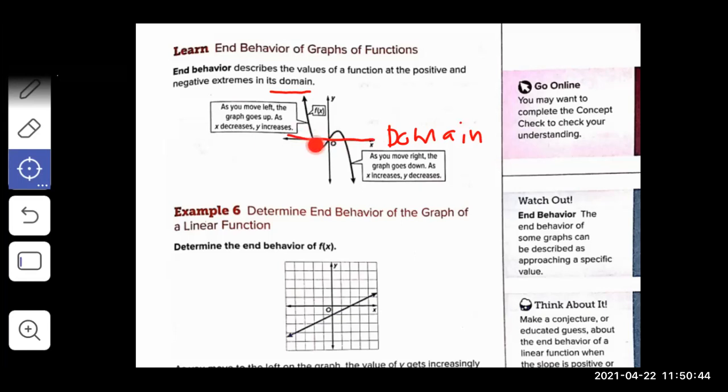Let's see the opposite. What if we go to the left? As you move to the left of x, what happens with the graph, guys? It's going to increase. Okay, when x decreases, y increases. Let's have a look at more examples.